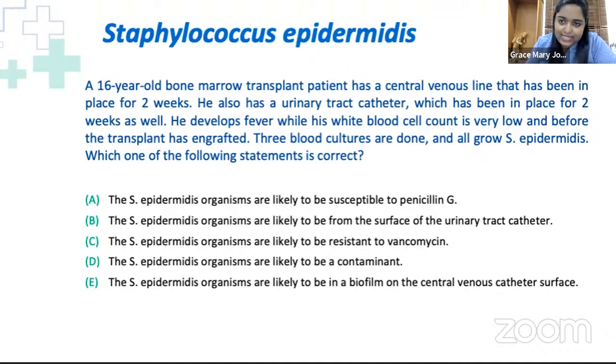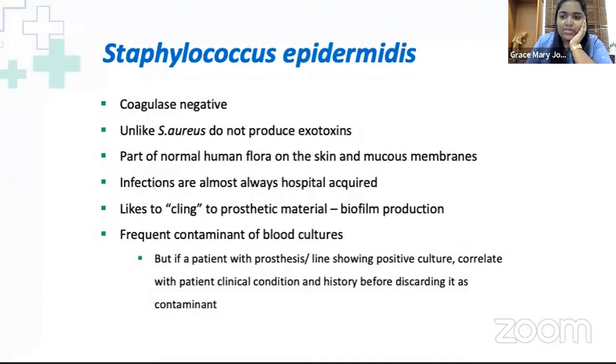Now the correct answer is E, which is that it is likely to form a biofilm in the central venous catheter. Okay. Now Staph epidermidis, like I told you, is coagulase negative. So it's not so invasive, it's not so virulent, and they don't produce the exotoxins that I've told you about. And they are part of the normal human flora on your skin, in your mucous membranes, and it's usually hospital acquired.